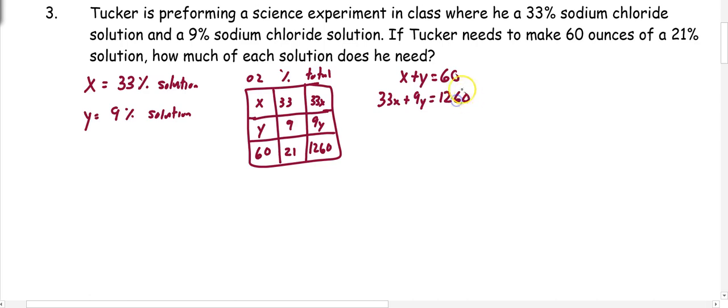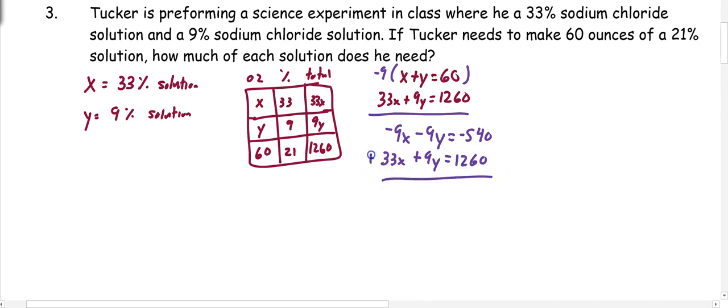This time I'm going to decide to eliminate my y's by multiplying by negative 9. So I get negative 9x minus 9y equals negative 540. And then I have 33x plus 9y equals 1,260. When I add straight down, negative 9 plus 33 is 24x. The y's cancel out, and this is equal to 720. When I divide by 24, x is 30.